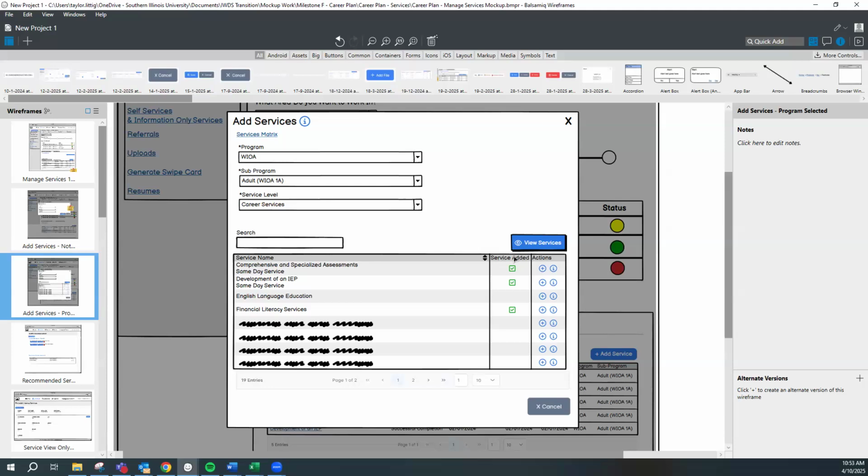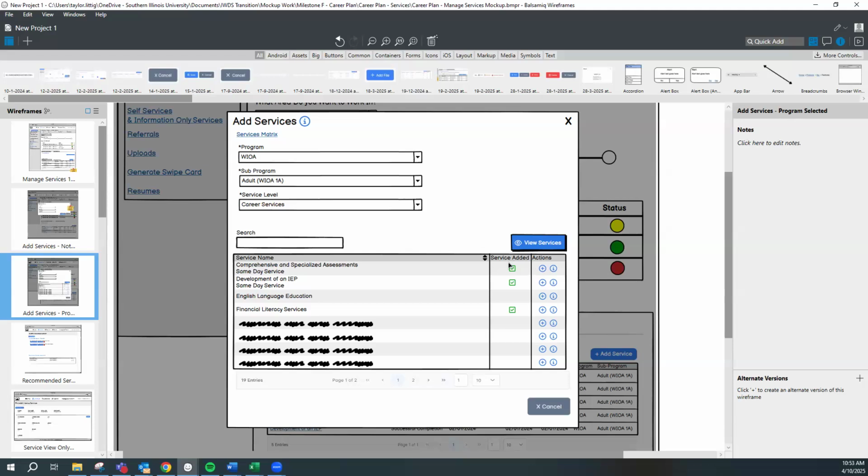And then you'll have your service added column and your action column. So the action column, you're going to have this plus sign button, and that's how you're going to add services to the career plan. And you'll be able to do this for multiple services. So we might go through and say, I need to add these three services. I'm going to click that and it's going to add the service.